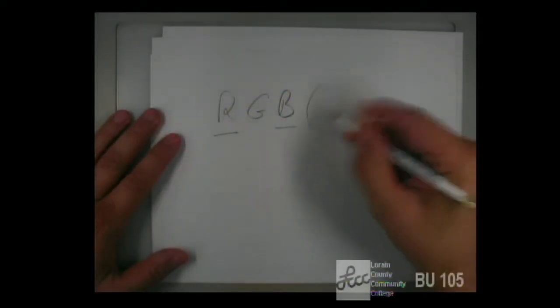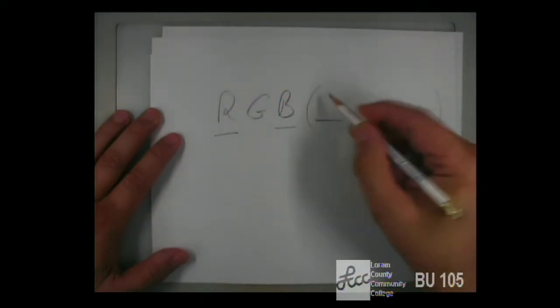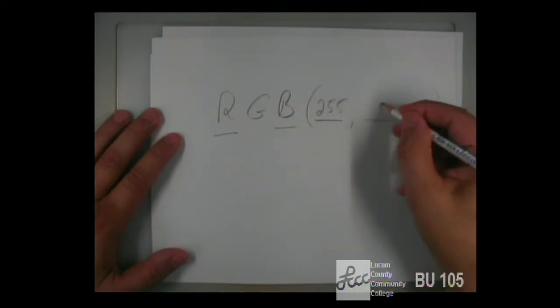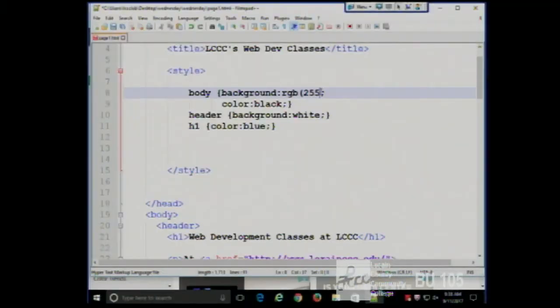All right? So, with the RGB syntax, you specify a number from 0 to 255. So, 255, 0, 255 will be purple. So let's go and put that in here. Background, RGB, 255, 0, 255. Red, green, and blue, RGB, say it's that order.